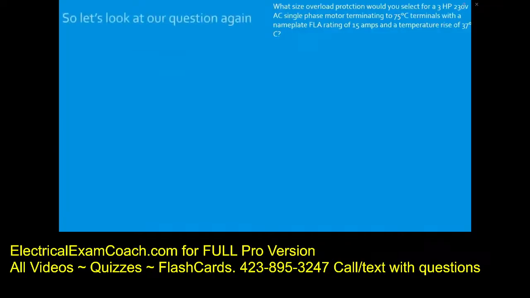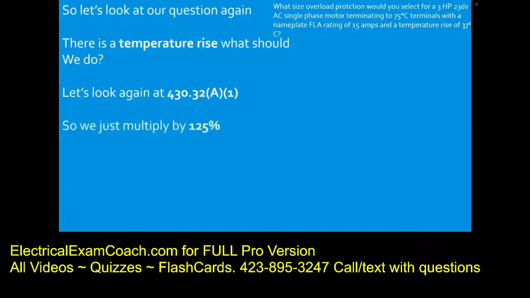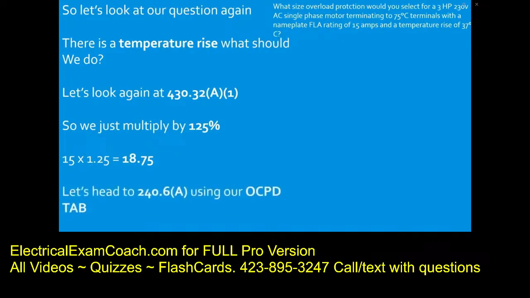Now let's look at our question again. In this case, there is a temperature rise. So we head back to our code book. We select our multiplier of 125%. We take 15 multiplied by 1.25. That's going to give us 18.75. We head to 240.6a, and we're going to select the NEC size down, which is going to be D.